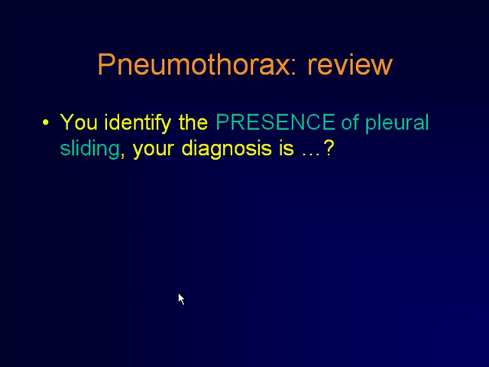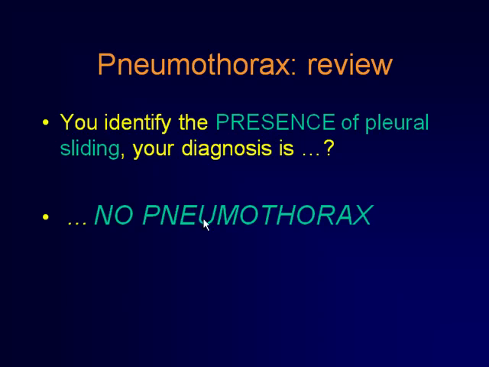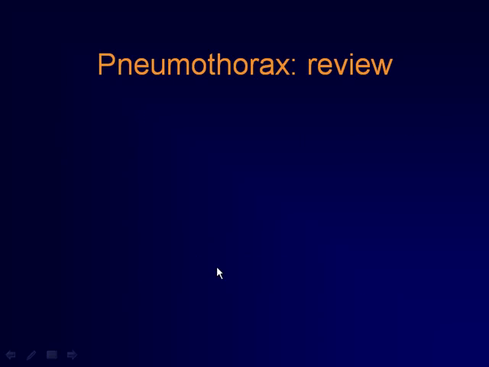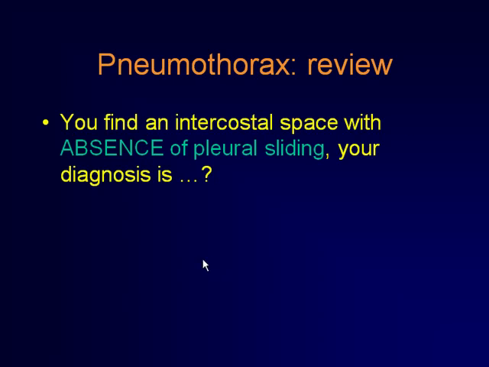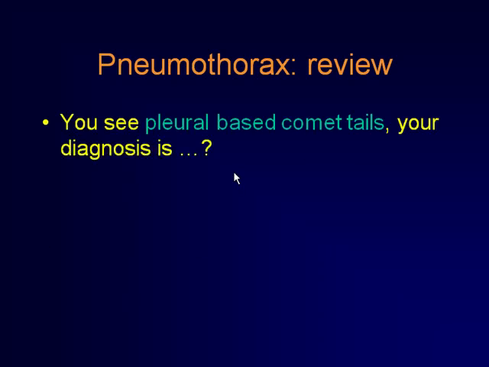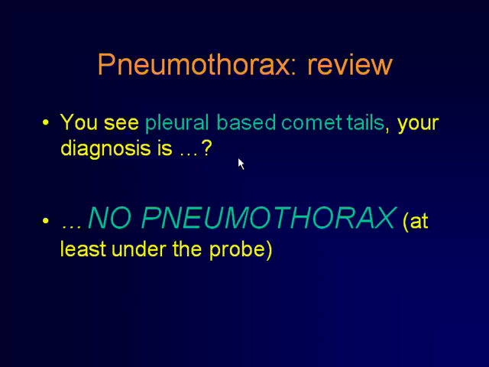So just by way of review, it's good to go through the choices here so that in the heat of the moment it's easy to recognize what's happening. If pleural sliding is seen, then the diagnosis is no pneumothorax, and once again it's important to emphasize under the probe. If there's an intercostal space with absence of pleural sliding, the diagnosis is simply pneumothorax. If pleural-based comet tail artifacts are seen, then once again this rules out pneumothorax, but only under the probe. So once again it could be pneumothorax elsewhere.